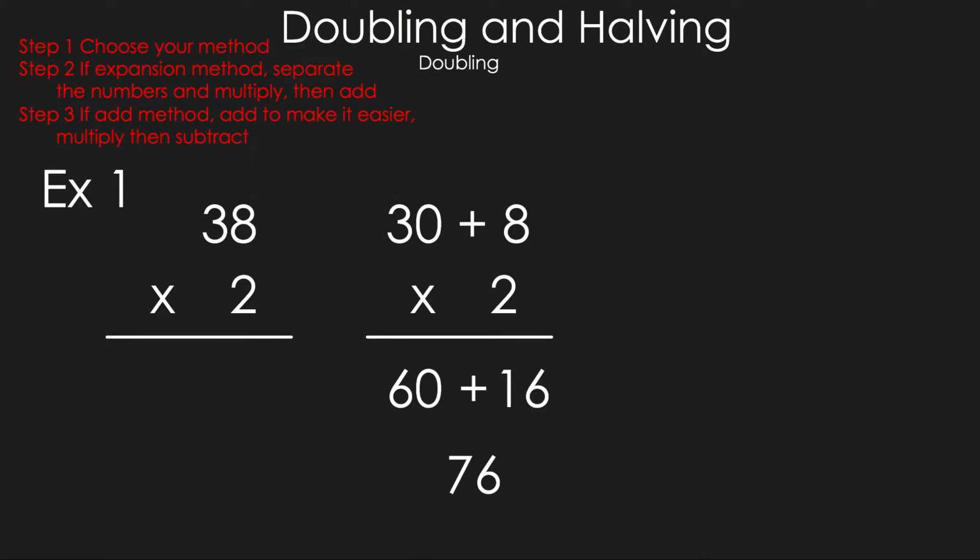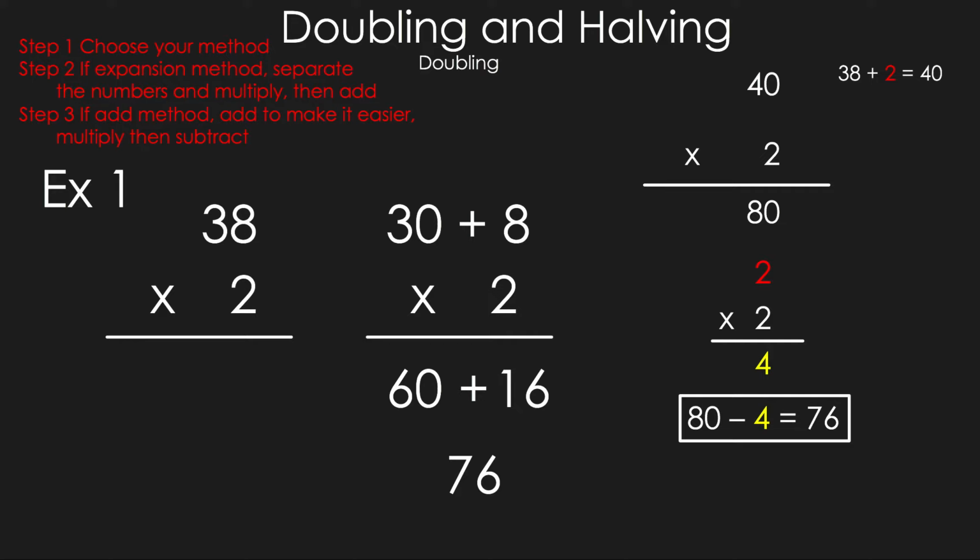Now for the add method, you want to add a number to make it easier in your head. I think adding 2 to 38 to get 40 is easy. 40 is easier to multiply in your head. So 40 times 2 is 80. Now we use that 2 that we added to 38 and we multiply it by 2 to get 4. Since we added, now we have to subtract. So we get 80 minus 4, which is 76. So then we move it over, and my final answer is 76.